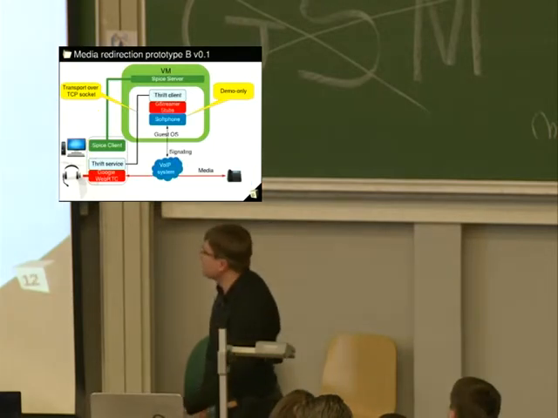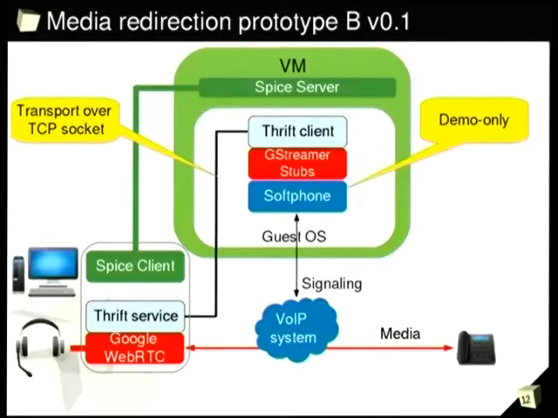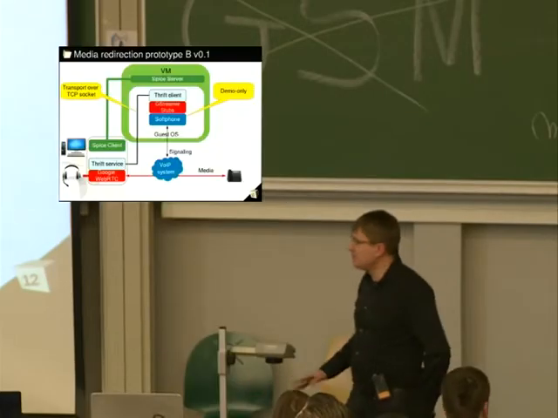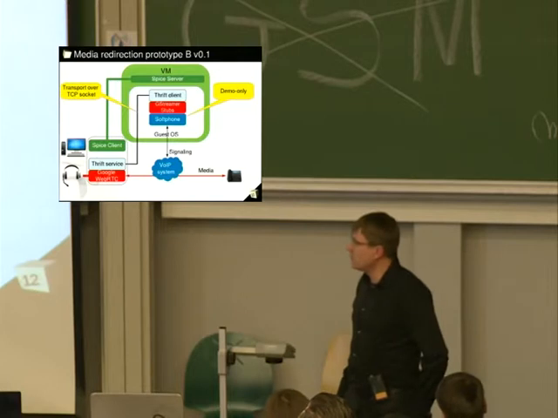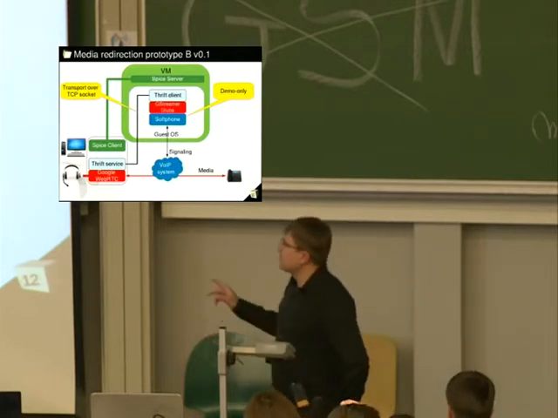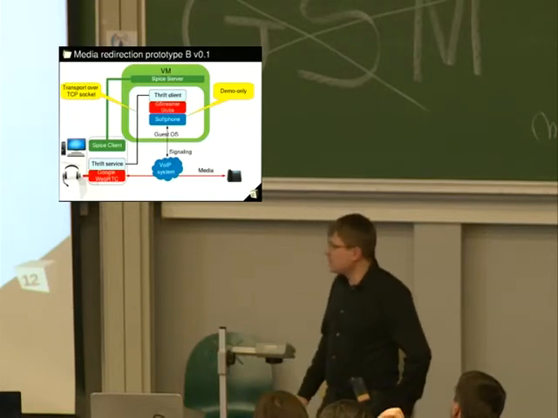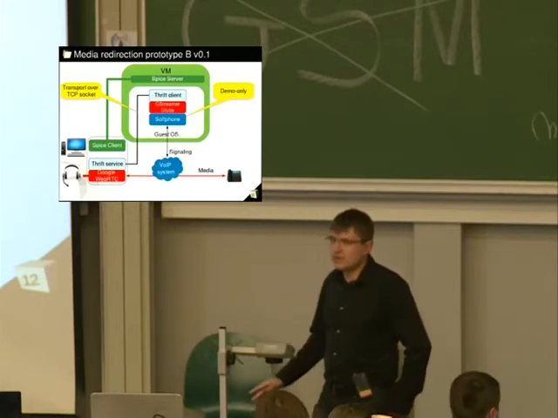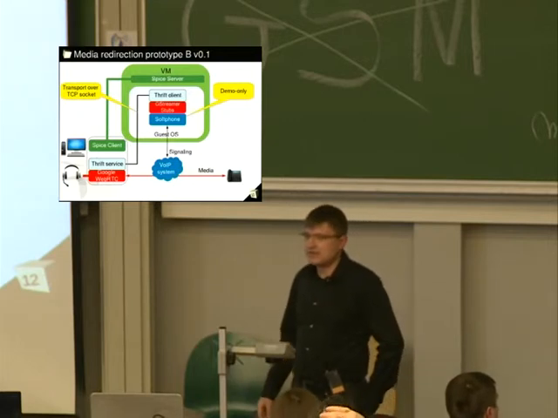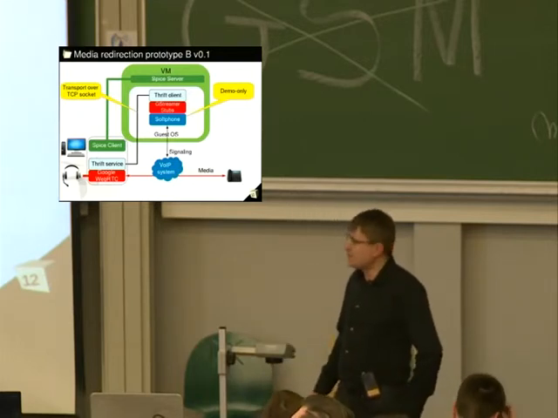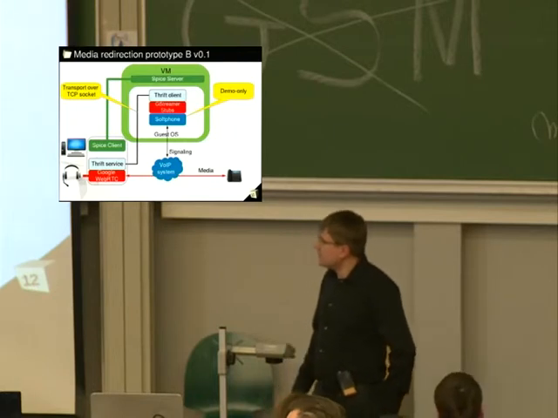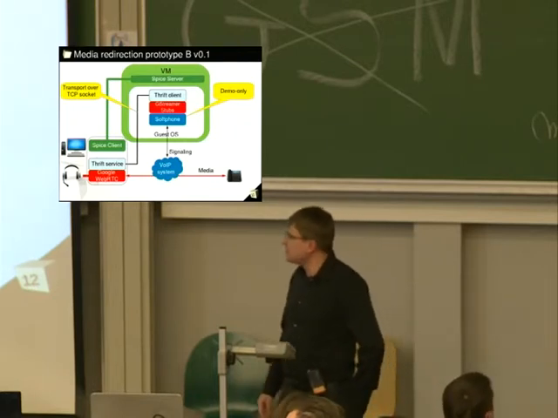Another one, prototype B, is a softphone. It is not a full-featured softphone. It is a demo-only softphone, which doesn't actually do any signaling. It is a very simple RTP streaming softphone. And it is not using GStreamer at all. It is based on Google WebRTC's internal, fairly low-level media engine APIs. If you are familiar with them, they are fairly good for implementing softphones, actually.